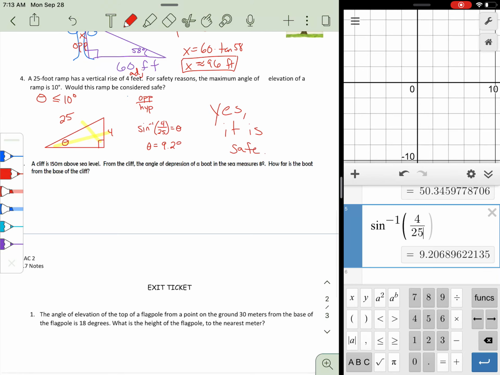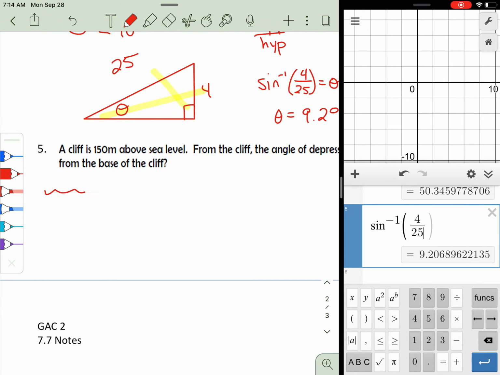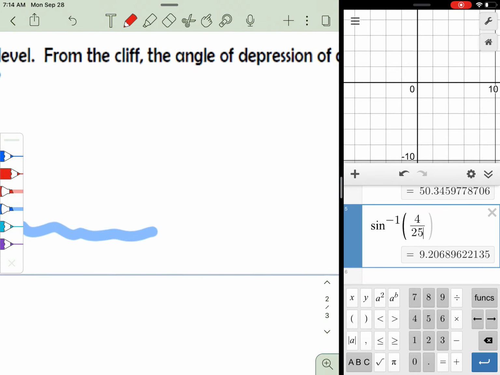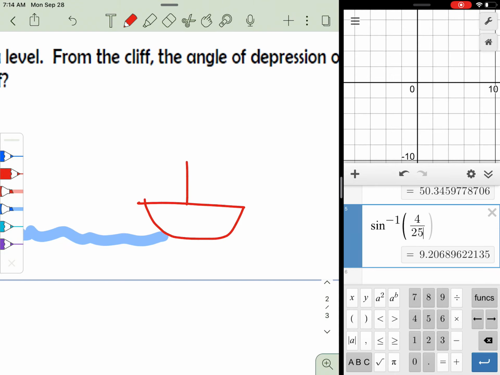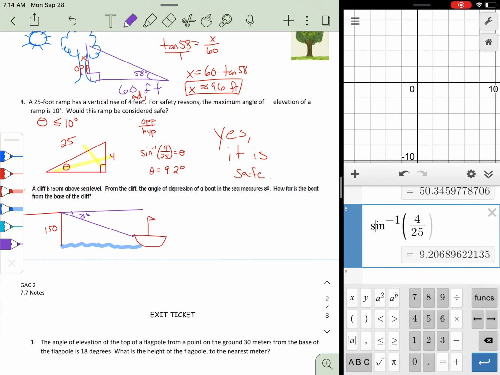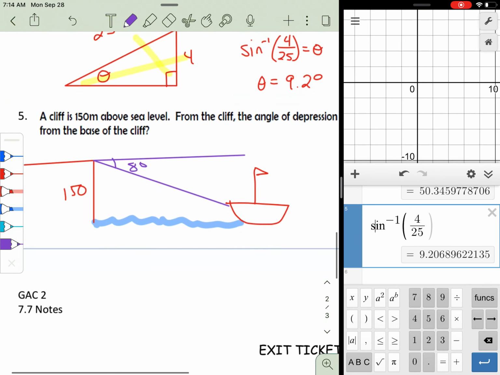Okay, last one here. A cliff is 150 meters above sea level. So if I have a cliff, okay, we'll just make it flat. I don't know why I did that. A cliff that is 150 meters above the sea level. Okay, from the cliff, the angle of depression of a boat in the sea measures 8 degrees. So we have another boat. Nice little sailboats here. Okay, so the angle of depression, so this angle is 8 degrees. How far is the boat from the base of the cliff?